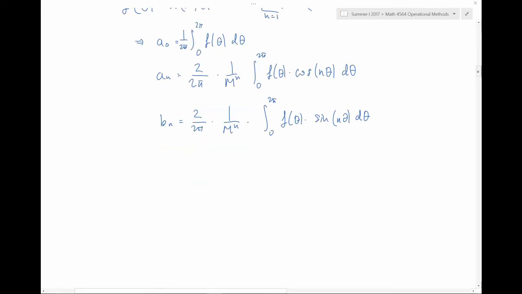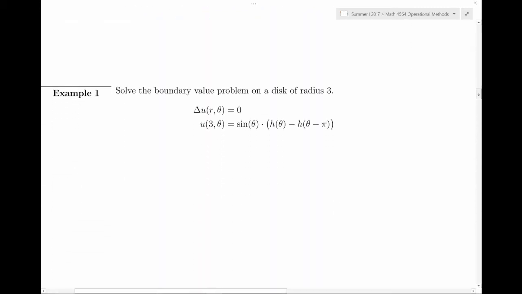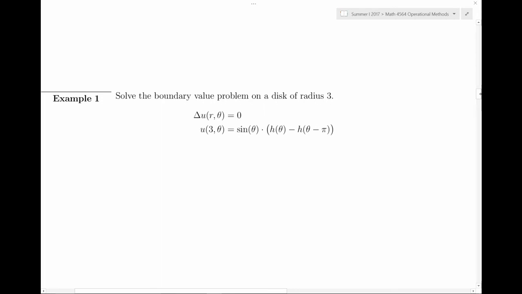Let's consider a simple example. Suppose we have a disk of radius 3 and we have the Laplace equation satisfied over that disk, and the boundary is given as sine of theta times this function, which basically says that sine of theta only applies for theta being from 0 to pi.